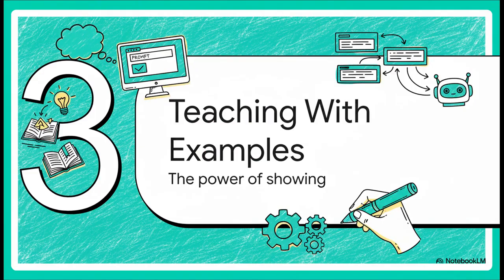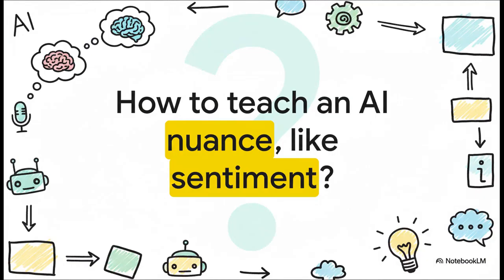Okay, let's take things up a notch. This next part is where it gets really cool. Teaching with examples. This is about more than just giving orders. It's like you're showing the AI, your creative partner, exactly what's in your head. So what about when the task is a little fuzzy? More subjective. How on earth do you teach an AI to understand something like nuance? Say, the sentiment of a news headline.